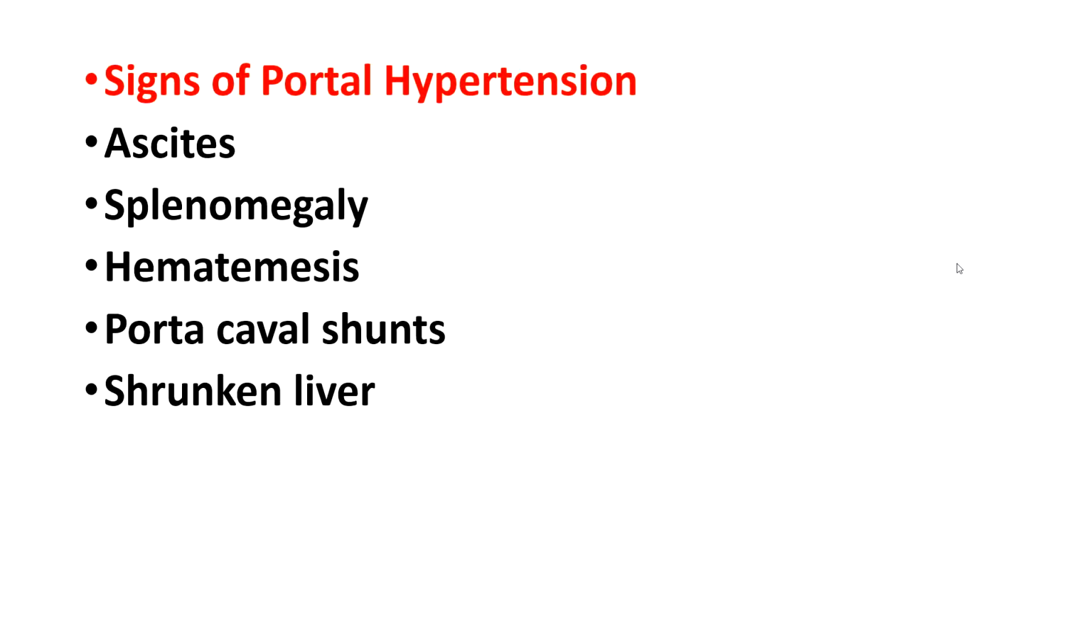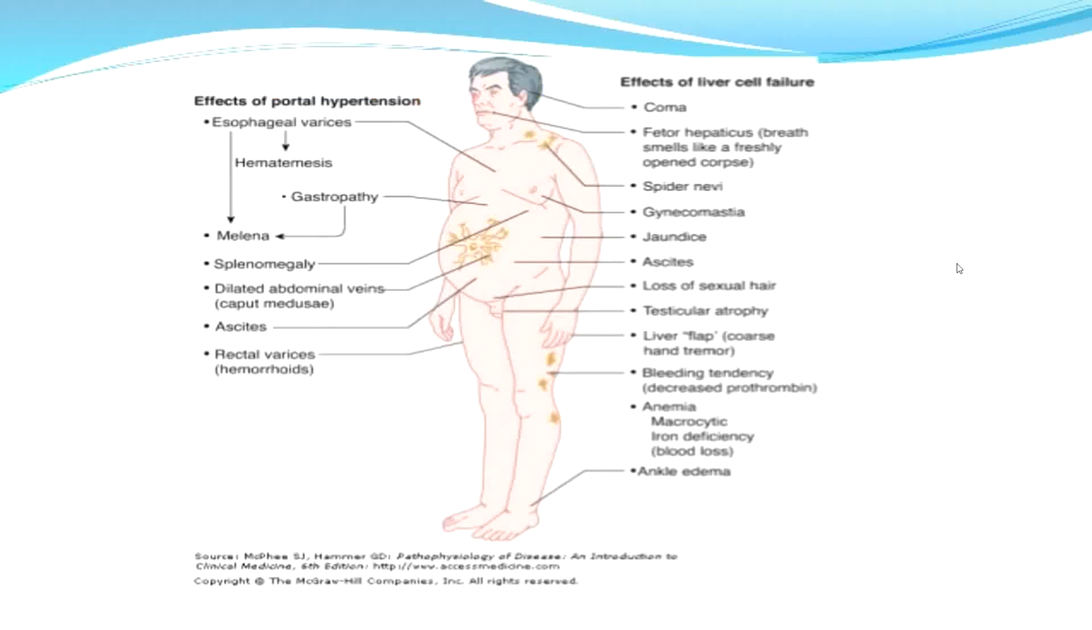And if there is portal hypertension due to fibrosis and liver damage, then these signs are obvious. The patient develops ascites. He develops splenomegaly because of the back pressure. He develops hematemesis, melena, portocaval shunts open up, and the liver is shrunken. So these are all signs of portal hypertension in a patient of chronic liver disease. Now this simple sketch tells you what I'm talking about.